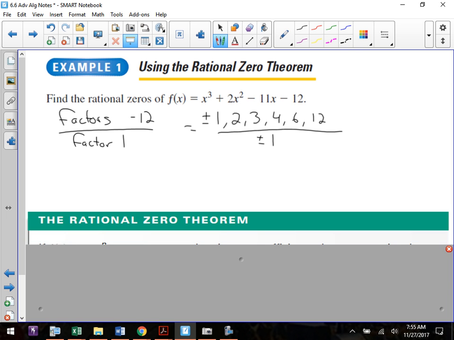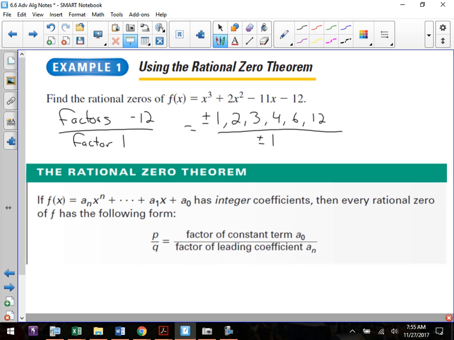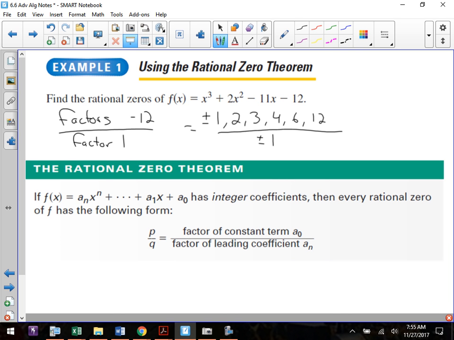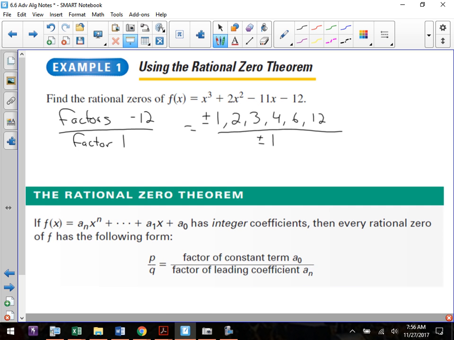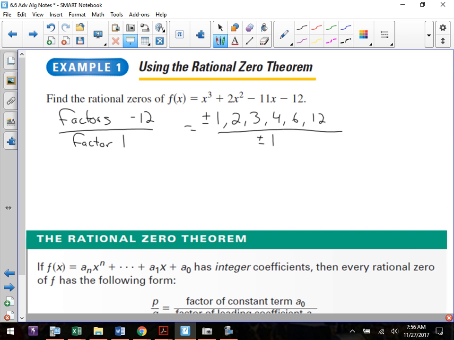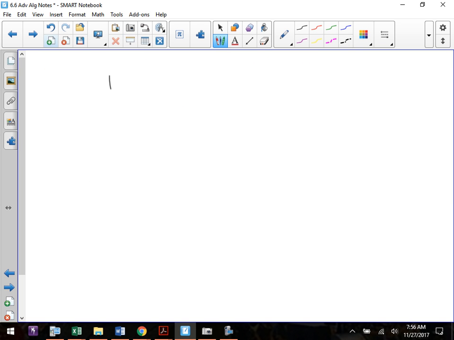So this rational zero thing is basically you take the factors of the constant at the end divided by the factors of the leading coefficient. And that allows you to figure out what are all of the possible zeros. So think of it as factors of possible zeros.